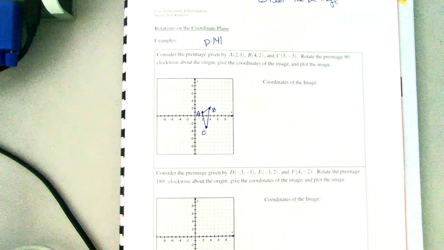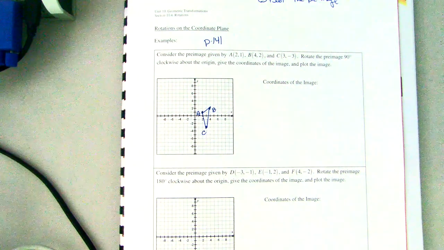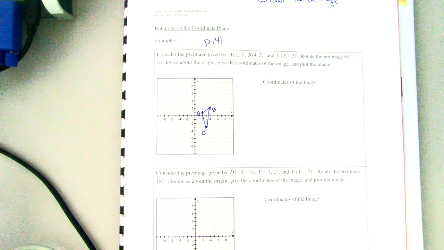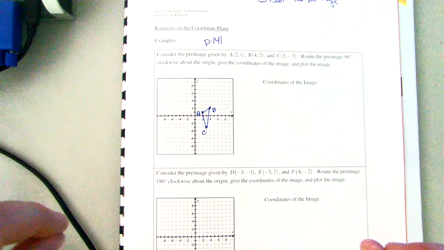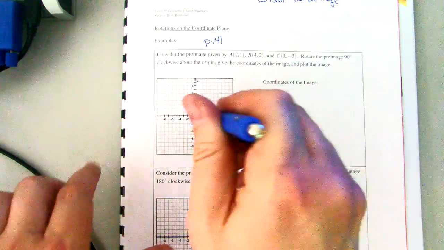Do we have that graphed? Okay. Now, here's what we're going to do. The direction says rotate the pre-image 90 degrees about the origin. I'm actually going to take my entire book and rotate it. 90 degrees would be like, how many times do I have to turn my book? One time. Okay. It said to do this clockwise.